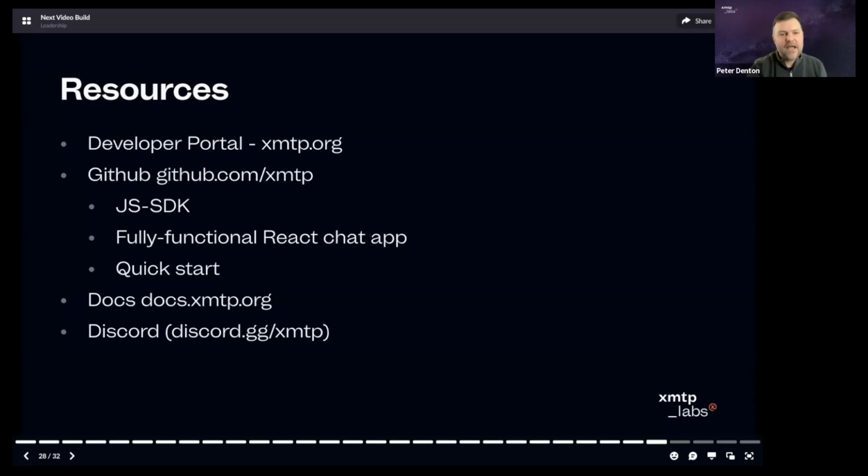GitHub.com/XMTP has our SDK that has a fully functional React app that you can fork and literally stand up on Vercel in a couple minutes, and a really easy to use quick start. Our docs are at docs.xmtp.org.